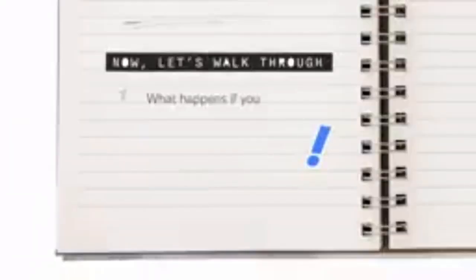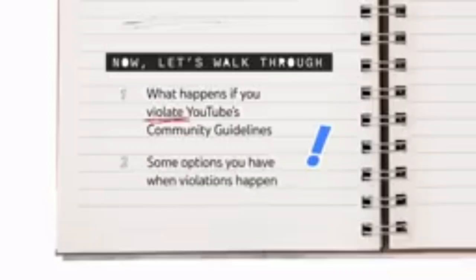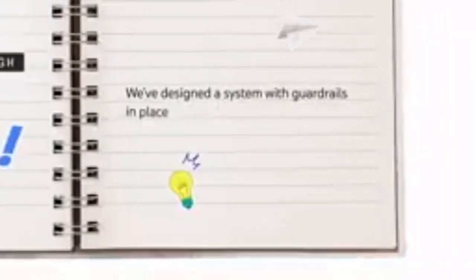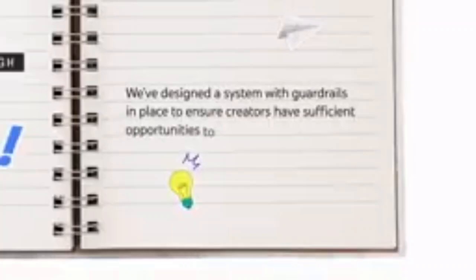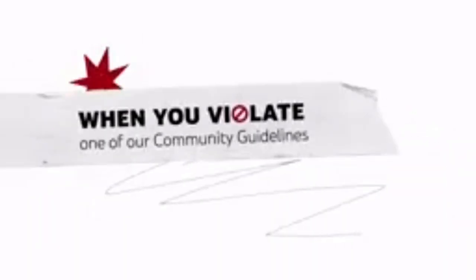So now, let's walk through what happens if you violate YouTube's community guidelines and some options you have when violations happen. We've designed a system with guardrails in place to ensure creators have sufficient opportunities to learn from mistakes and make more informed decisions about their content without fear of penalty. When you violate one of our community guidelines, you'll first receive a warning. Once you're notified about your warning, you can review it to find out what policy you violated and what next steps you can take. You'll have 3 options.